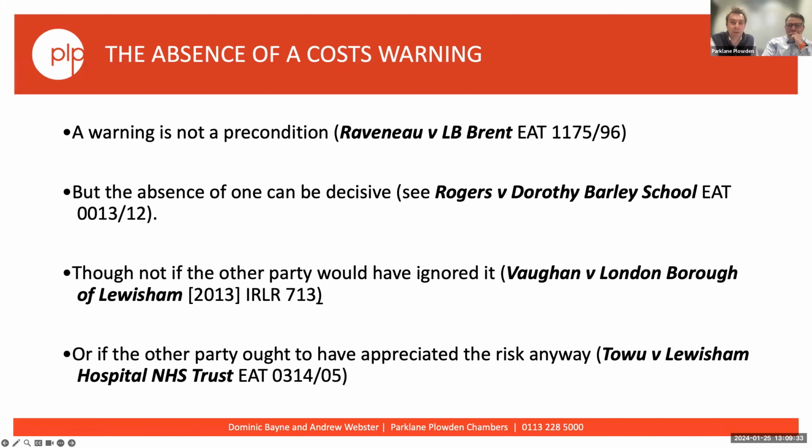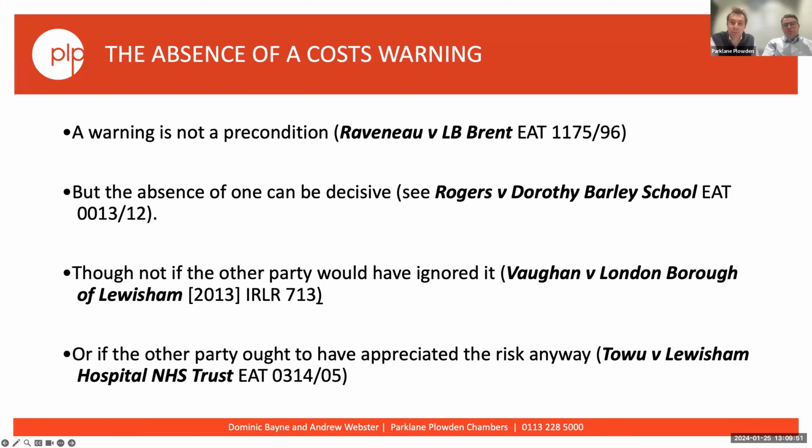And the EAT upheld a substantial costs order, even though there hadn't been a cost warning, because the reality is that a cost threat would not have made any difference in practice. She still would have pursued the claim to a final hearing. It didn't matter that there wasn't a cost warning.